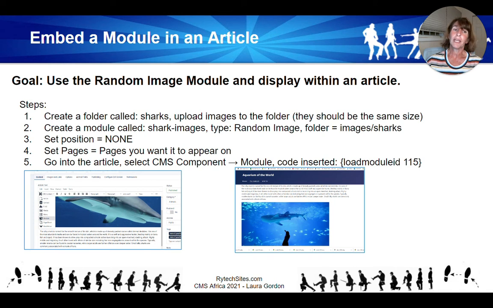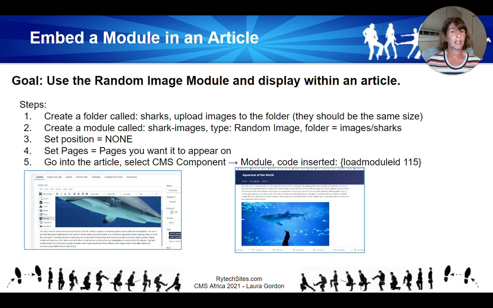I will then create a module called Shark Images. The type of module is going to be random image. The folder it's going to look at is images/sharks. I'm going to set the position to none because I'm going to manually put it somewhere. And for the pages, I'm going to set it to the pages that I want this module to appear on. And this way, at least it gets called.